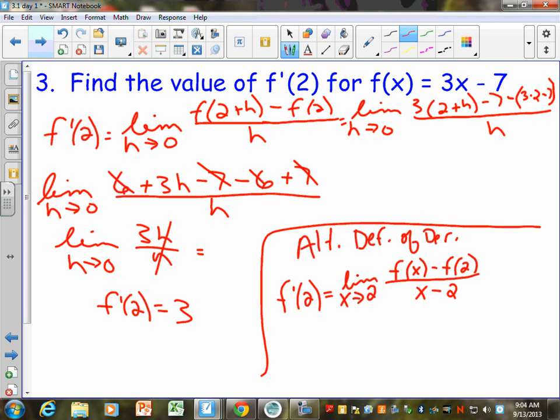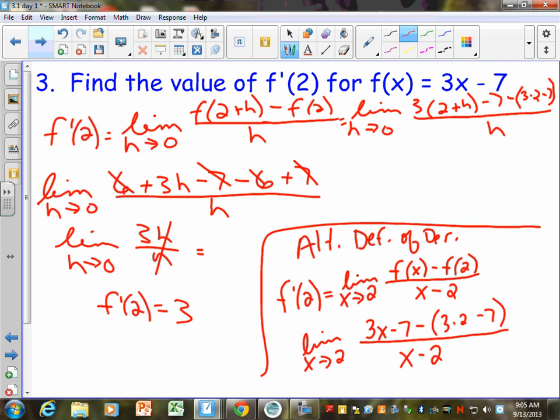And again, I'm just using my function here, so f of x doesn't change. The limit as x approaches 2 is just going to be 3x minus 7 minus f of 2. You could just plug 2 in if you want, but I always like to plug it into each one. So I would do minus (3 times 2 minus 7) all over x minus 2.